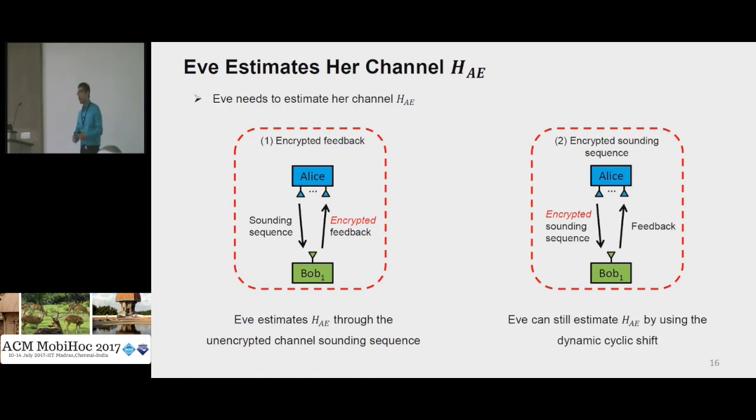However, if Alice also encrypts the channel sounding sequence, Eve can no longer do so because she does not know the encrypted channel sounding sequence. But in our paper, we show that Eve can actually solve this problem by using her multiple antennas as well as the dynamic cyclic shift that is applied by Alice. Dynamic cyclic shift is a technique that is employed by many standards, for example the 802.11ac standard or the 802.11n standard, for the access point to transmit some network management or control signals and to prevent unintentional beamforming. The detailed discussion is in our paper, so I will not show the details here.